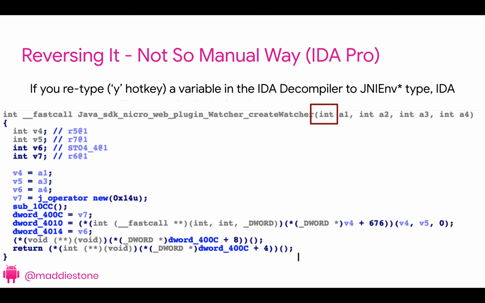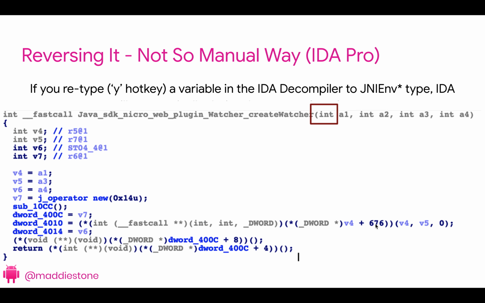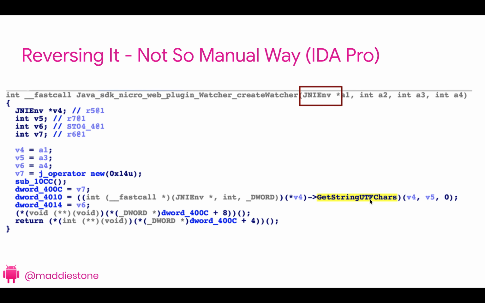In IDA, if you have access to the Hex-Rays decompiler, not just the IDA disassembler, then in the decompiler you can go to the first argument, because remember the JNI environment pointer is always the first argument to these JNI functions. You can press Y to retype it, so we can change it from an int to a JNIEnv star. Once it's changed, we see down here at B4 plus 676, which is the decimal value of 0x2A4, it changes it to GetStringUTFChars. So that's how you can do that in IDA.